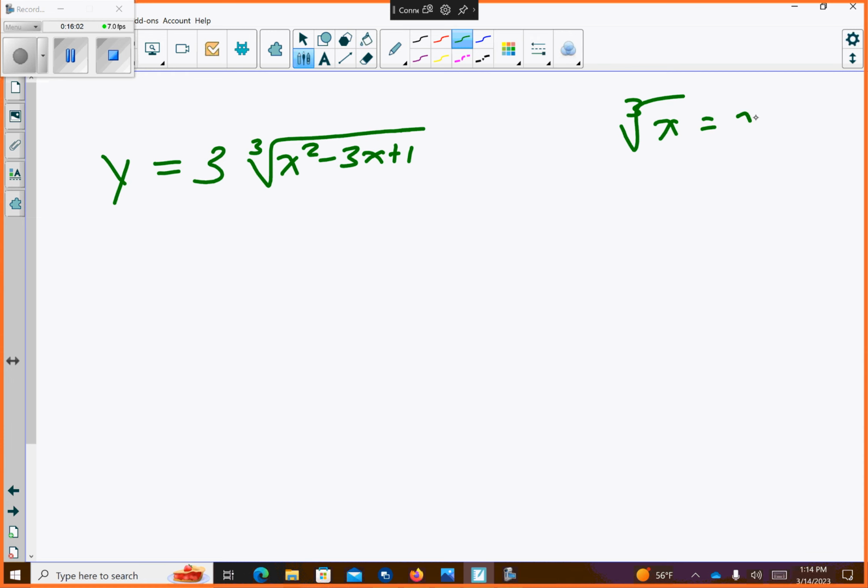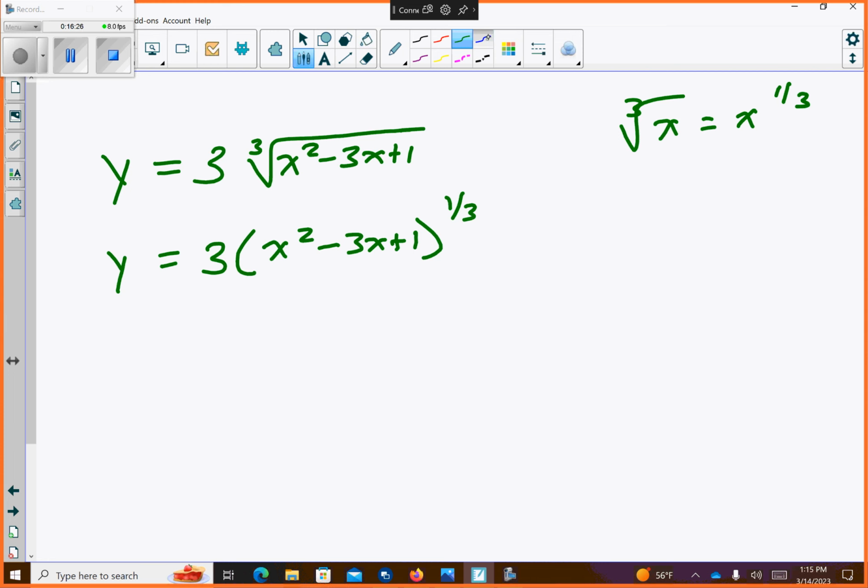All right, the last problem I want to look at is y equals 3 times the third root of x squared minus 3x plus 1. I want to clean this up a little bit. I have to realize that the third root of x is the same thing as x to the 1/3 power. So I'm going to change this to 3 times parentheses x squared minus 3x plus 1, raised entirely to the 1/3 power. Okay.